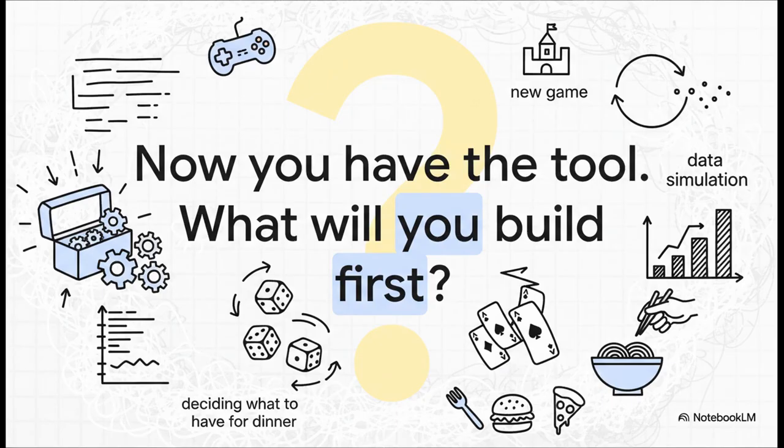So there you have it. The whole toolbox is laid out for you. You can simulate, you can choose, you can shuffle. The possibilities are endless. So the only question left is, what unpredictable thing are you going to build first?